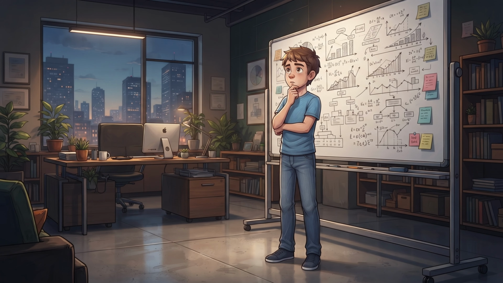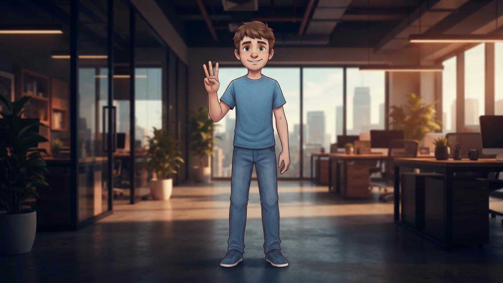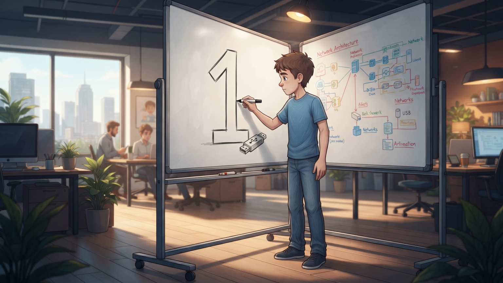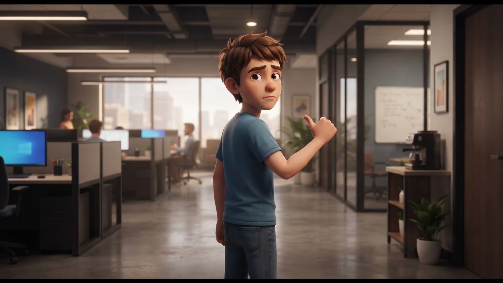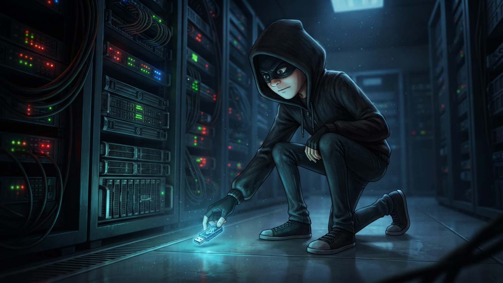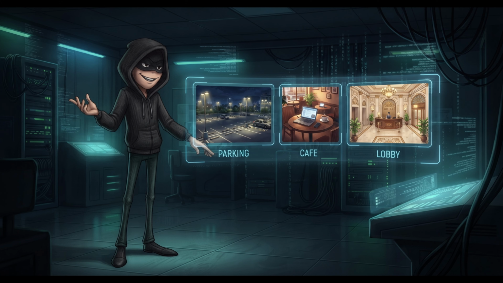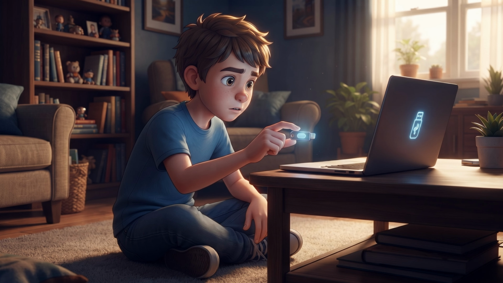So how do attackers actually use these USB devices? There are three main methods. 1. The drop method. Just like I explained at the beginning, they leave USB drives in a targeted location, a parking lot, a cafe table, a company lobby. Someone curious plugs it in, and the attack begins.